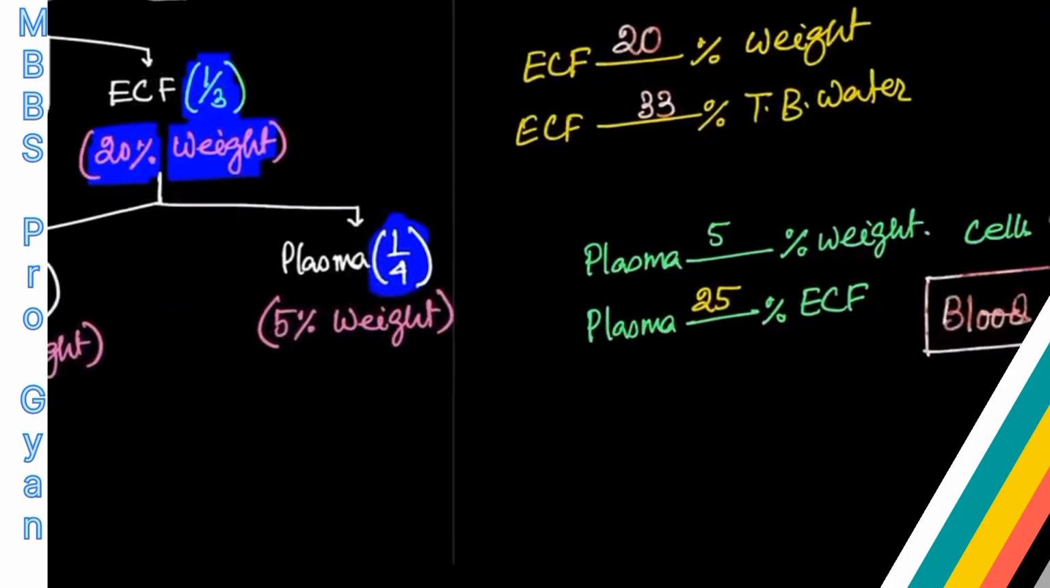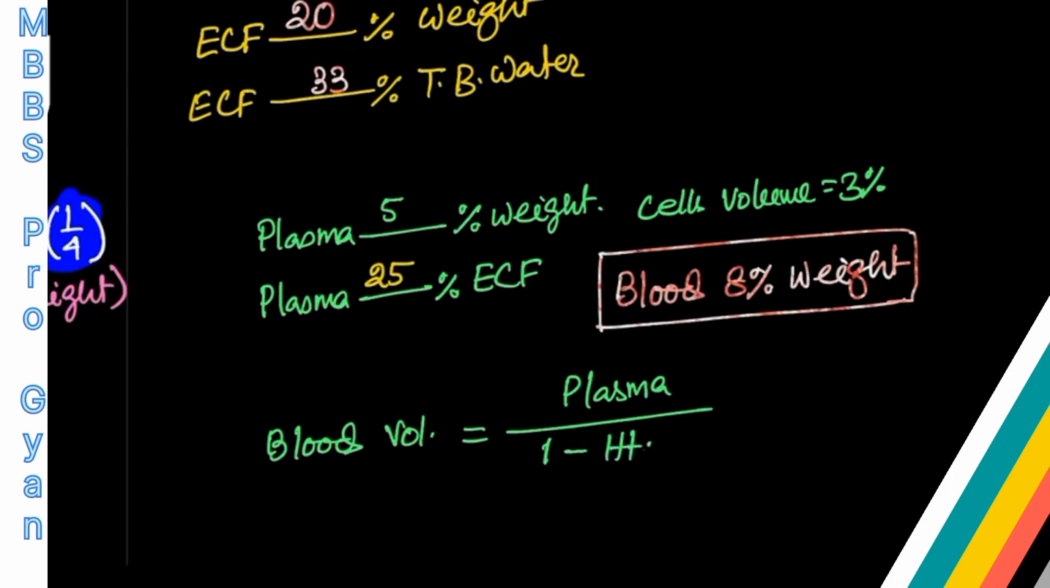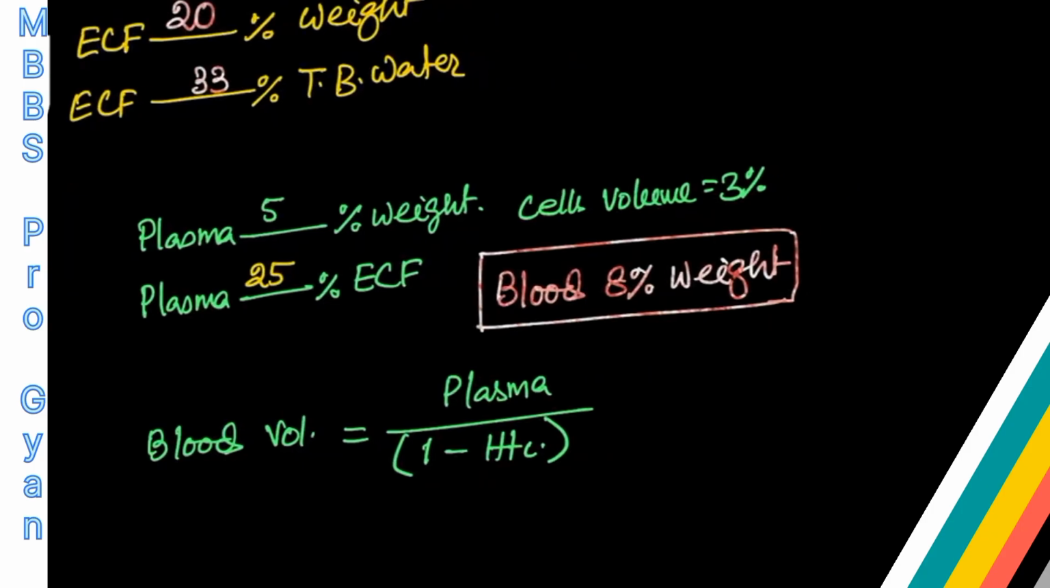And as I told, the total blood volume is 8% of your total body weight. Now you have to remember another formula for blood volume calculation, that is based on the hematocrit of the person, right? You have to remember this: blood volume is equal to plasma volume upon 1 minus hematocrit. This question has already been given in MCQ, right? So what is the meaning of this?